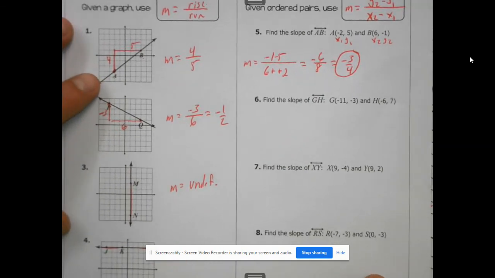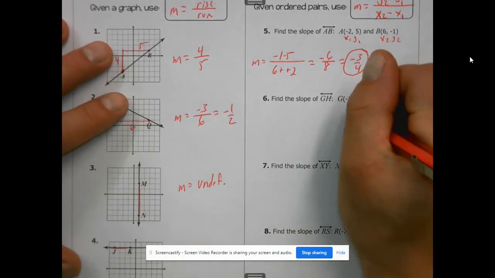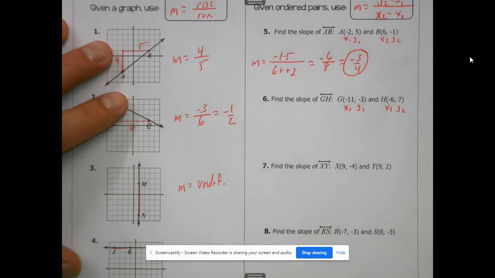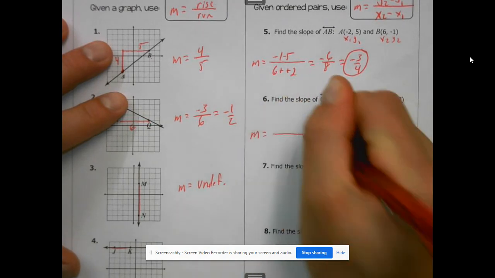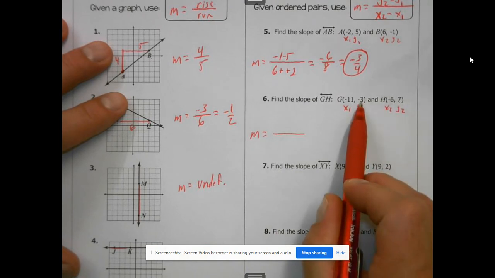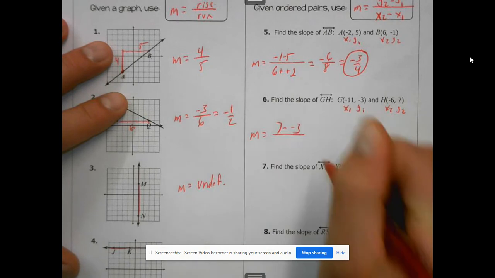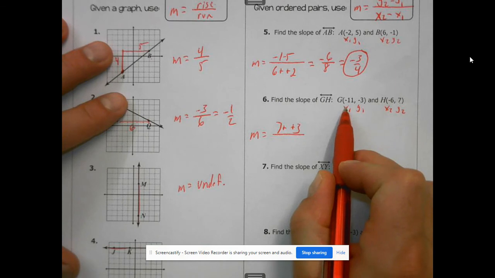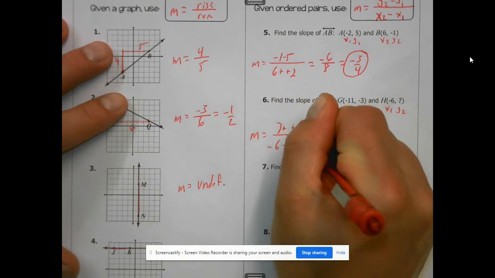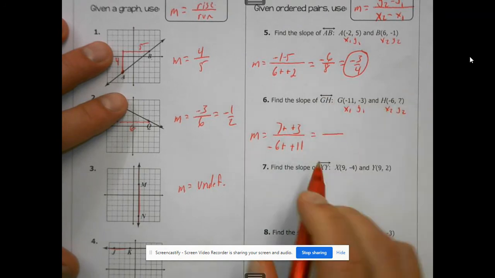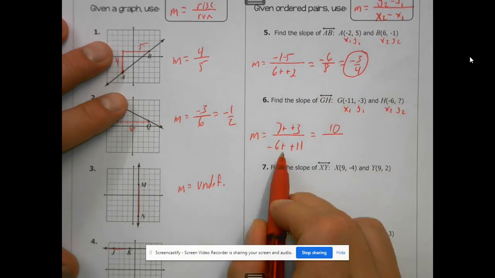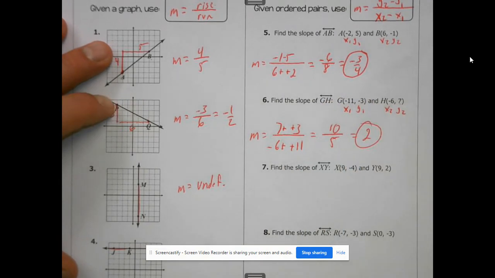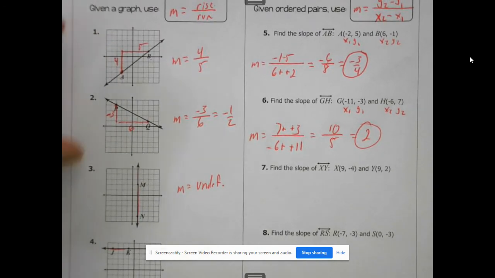Number 6. Once again, label the points X1, Y1, X2, Y2. Y2 minus Y1, 7 minus negative 3, which we know turns into a plus plus. Negative 6 minus negative 11. Once again, plus plus. Up top, I have 10. Bottom, I have 5. That reduces to just 2. That is your slope for number 6.